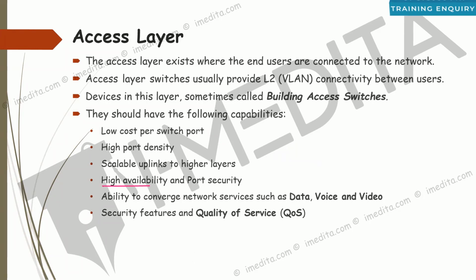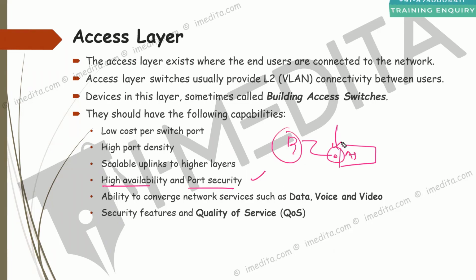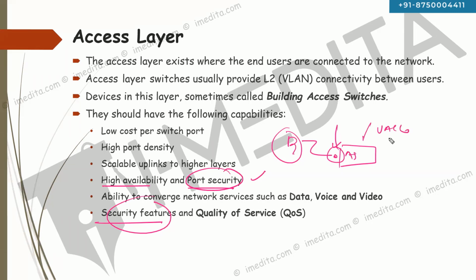HA, high availability options. If HA options are there, it will be much better. And port security options should be there because the end users are going to connect to that access layer switch. We might want to bind the MAC address of that particular user with that port, or add some additional security. So port security or additional security features such as VLAN access lists, DHCP snooping, dynamic ARP inspection, whatever security-related features you can get on these access layer switches, it will be better.